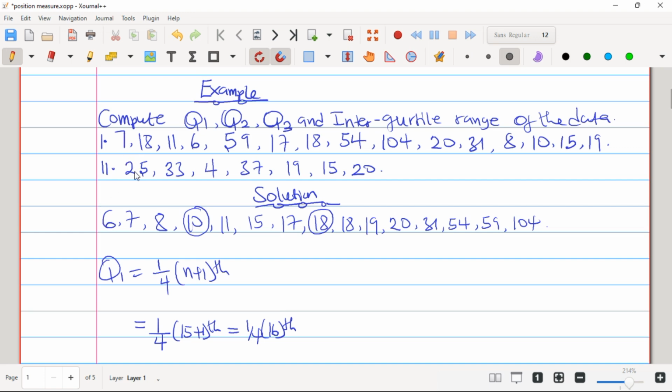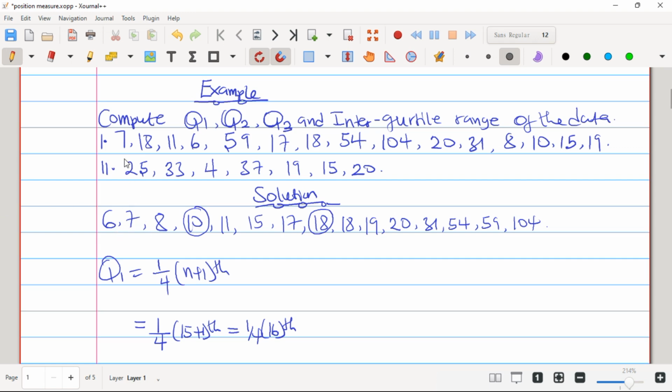For the first data set at the top, the first thing we have to do is arrange them in order of magnitude. The least that we have here is 6, and the highest is 104. So we arrange them starting from 6 and ending at 104. In order, we have 6, 7, 8, 10, 11, 15, 17, 18, 18, 19, 20, 31, 54, 59, and then 104. So I'm arranging it from smallest to highest.